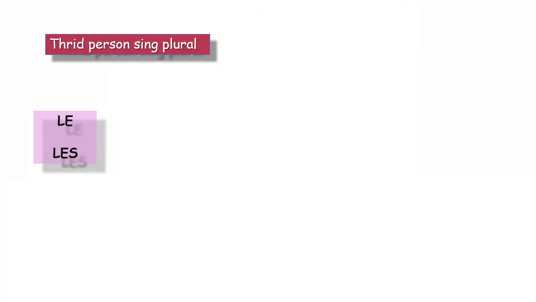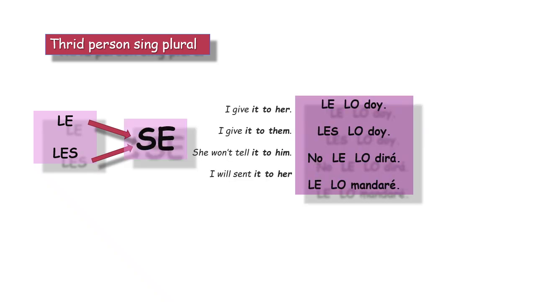But wait, there is a final twist. When you have "le" or "les" before "lo, la, los," or "las", "le" or "les" becomes "se". Let's see some examples. For example, if I say I give it to her, "le lo doy", or I give it to them, "le los doy", or she won't tell it to him, "no le lo dirá". This happens not only because it sounds weird, but because "lelo" and "lela" means stupid, and we don't want that.